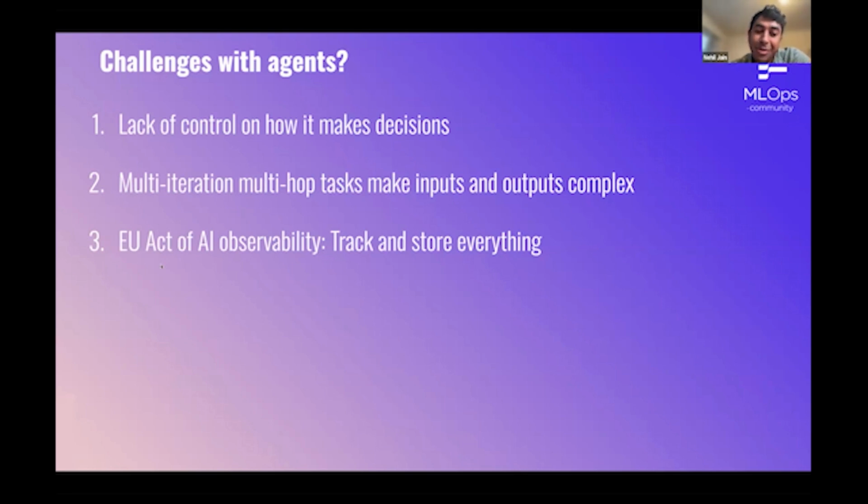And the last one is observability. They were talking about the EU AI Act, which says you have to track and store everything, or at least have the ability to do that. Which means, again, you need to know what you're tracking. Be able to say that yes, we are tracking and storing everything. So those are the main challenges that the paper talks about. I think there are other challenges as well, but from an observability perspective, this is where we're at.